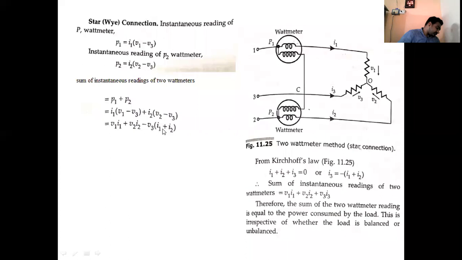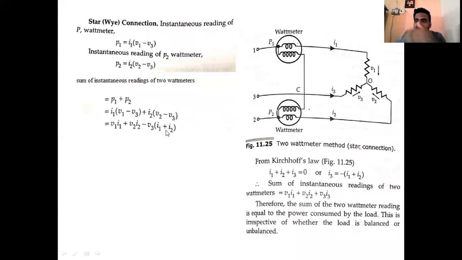If we analyze the expression, the final instantaneous power expression, with the help of Kirchhoff's current law: what does Kirchhoff's current law say? It says the algebraic sum of currents in a load is equal to 0. What is the algebraic sum of currents? The currents flowing in the total load network, I1 plus I2 plus I3, is equal to 0. So from that, the value of I3 is equal to minus of I1 plus I2.